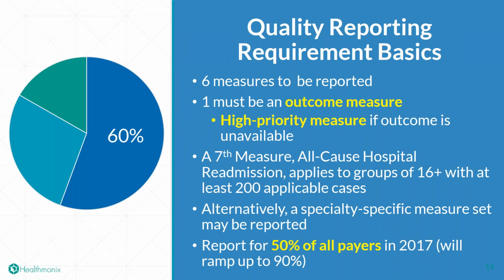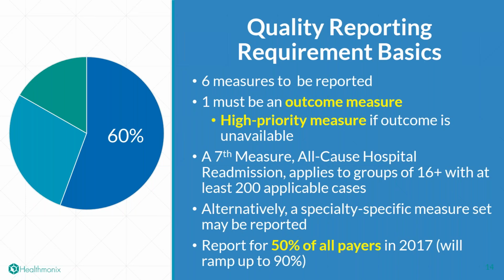One must be an outcome measure, which is a predetermined type of measure identified by CMS. And if an outcome measure is unavailable for you or your clinicians, then a high priority measure must be reported. There is a 7th measure, the all-cause hospital readmission measure, which applies to groups of 16 or more with at least 200 applicable cases.